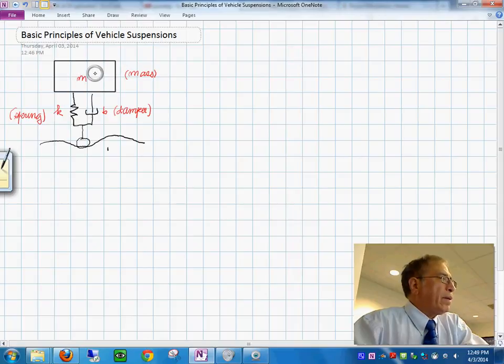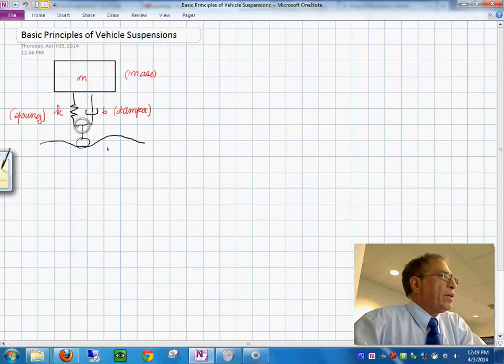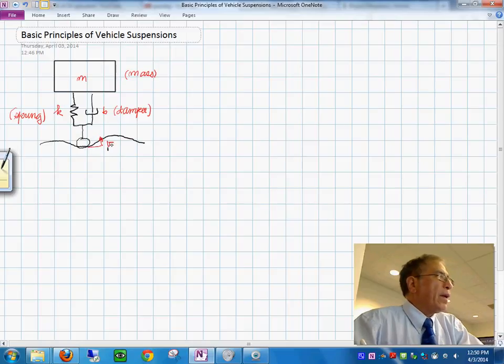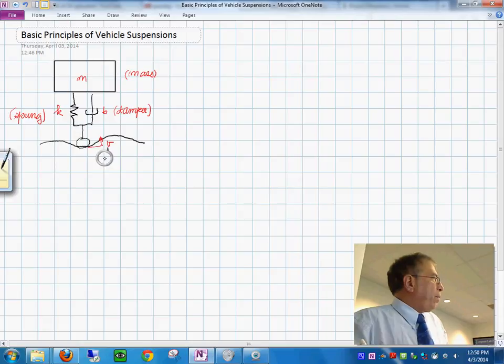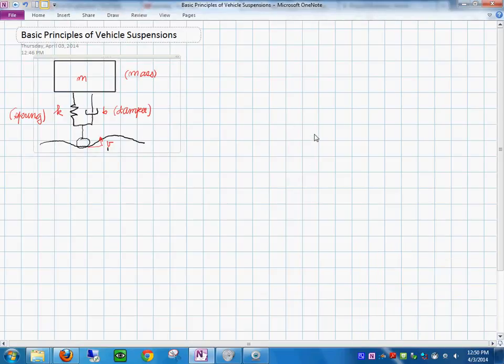You have a mass that is the vehicle, or part of the vehicle, and you have a spring and you have a damper. All these three things plus the input from the ground, which you could see is in the form of a velocity input here, perform a certain function to the system. So we have this as a basic system.